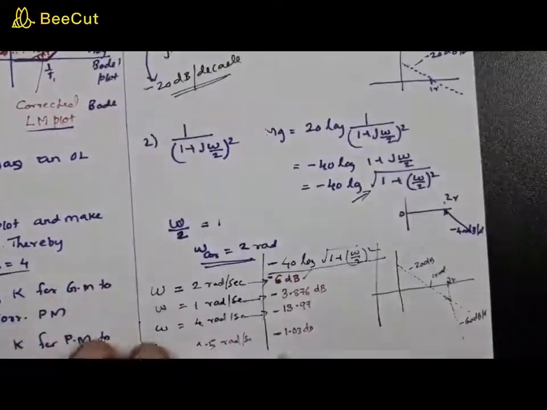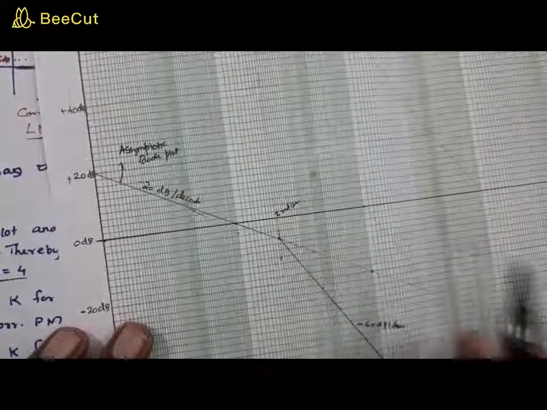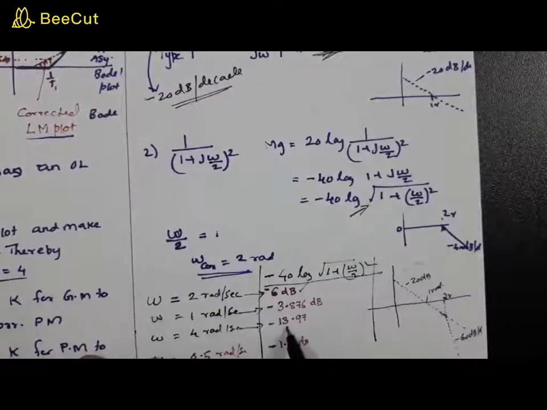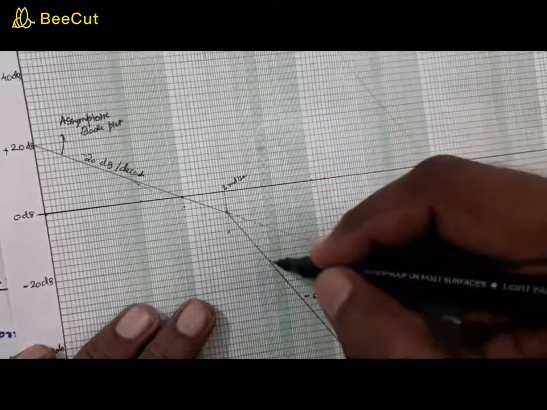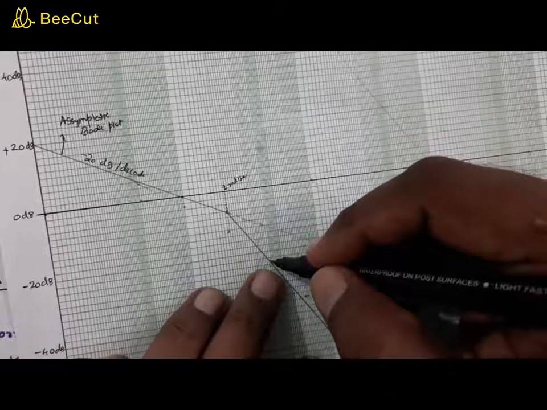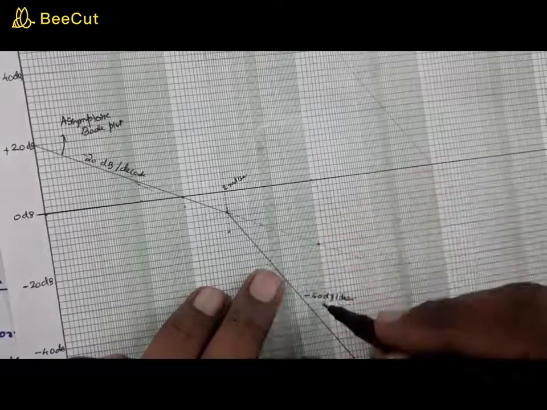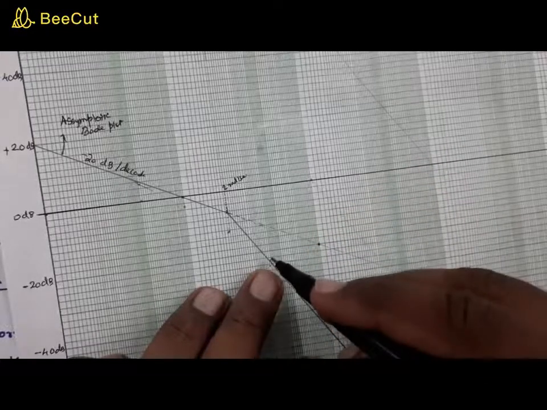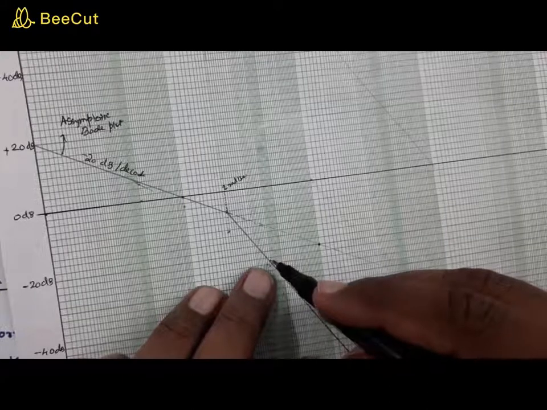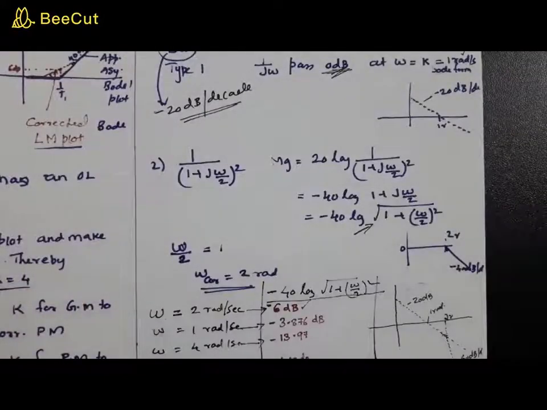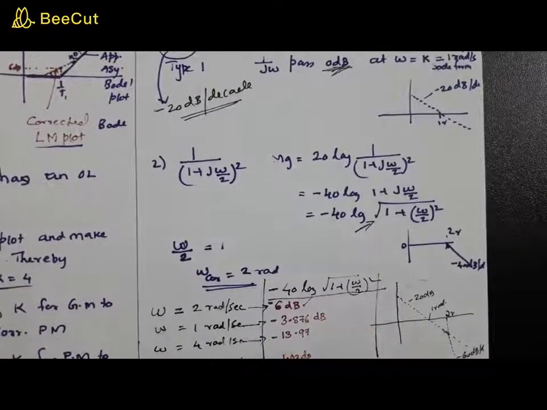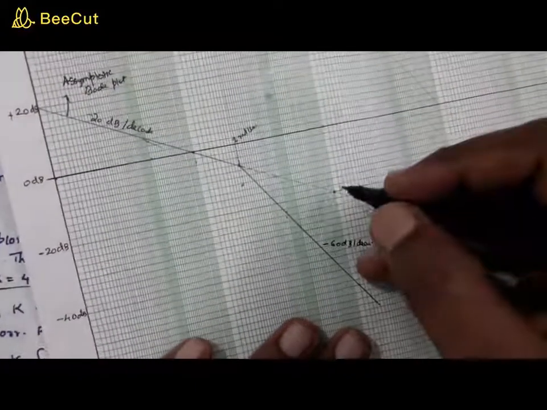Now we'll get one more point, which is omega equal to 4 radians per second, that is 4 times the frequency after this 2 radians per second. I found it to be minus 13.97. Now what is the situation at omega equal to 4? At omega equal to 4, this is already following a minus 60 dB per decade, right? But the amplitude suggests that this is minus 13.97. Now from where will you calculate this minus 13.97?